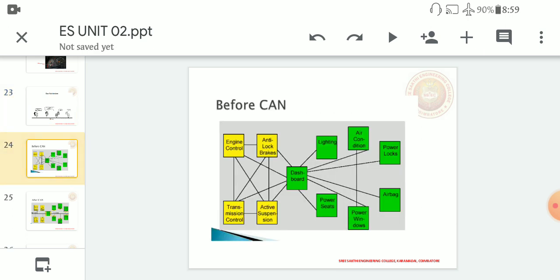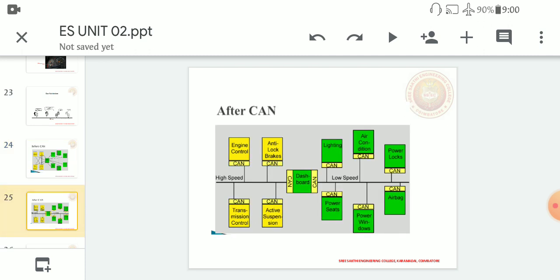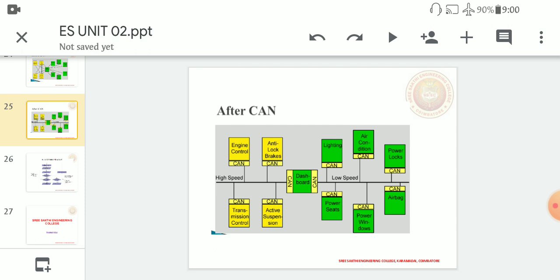This diagram is for the wired network before using the CAN. The block diagrams are the same: engine control, transmission control, anti-lock brakes, active suspension, dashboards, lighting, power seats, air conditioners, etc. And this is the one after the controller area network is used. Here you can notice that a single wire connects the entire network, right? A single wire is connecting the entire network.